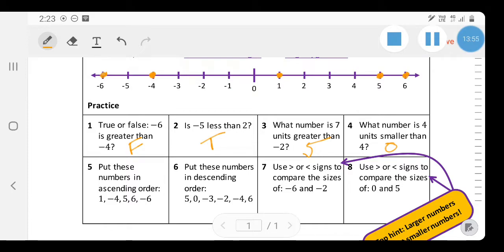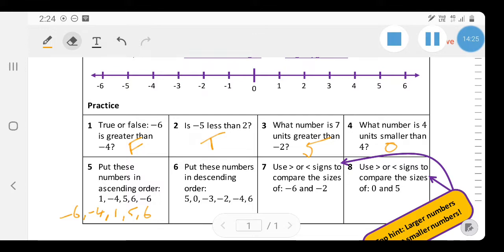So I'm just going to start here, and then write this secondly, thirdly, fourthly, fifthly. Okay, here we go. -6. I might actually have to zoom in. Oh no, I won't bother. -4, 1, 5, and 6. Easy as that.